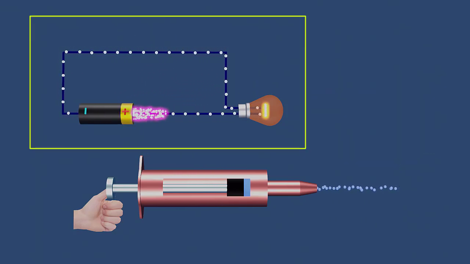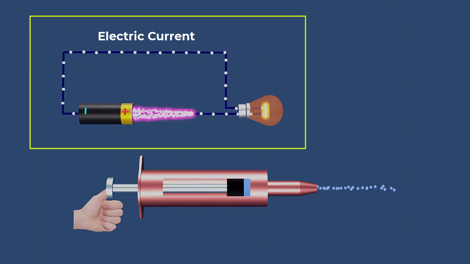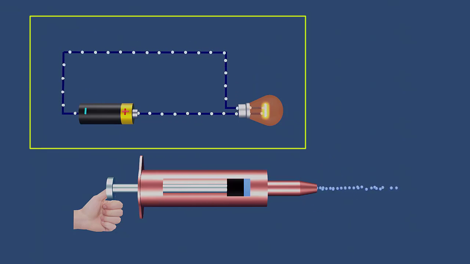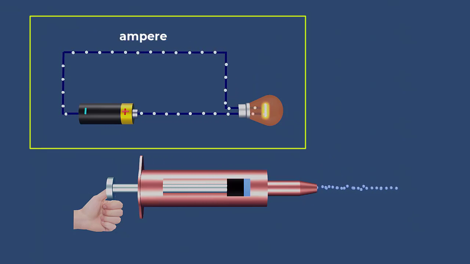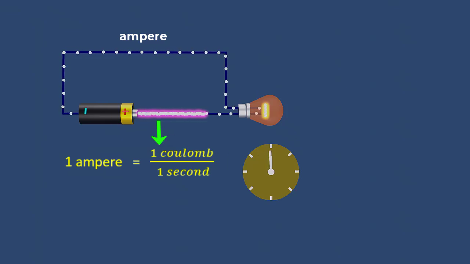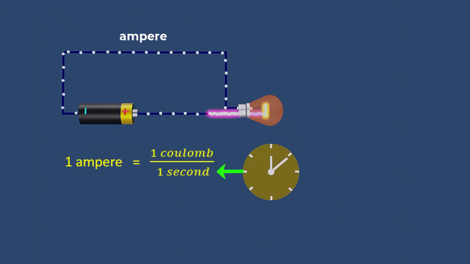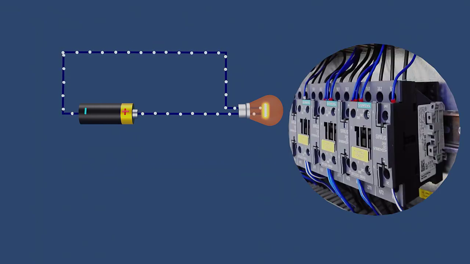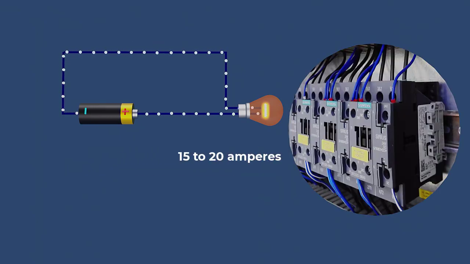The flow of charges through a wire is called electric current. It is similar to the flow rate of a fluid through a pipe or opening. It is measured in amperes. If 1 unit of charge passes through a device in 1 second, we call it 1 ampere. Common household circuits are rated at 15 to 20 amperes.